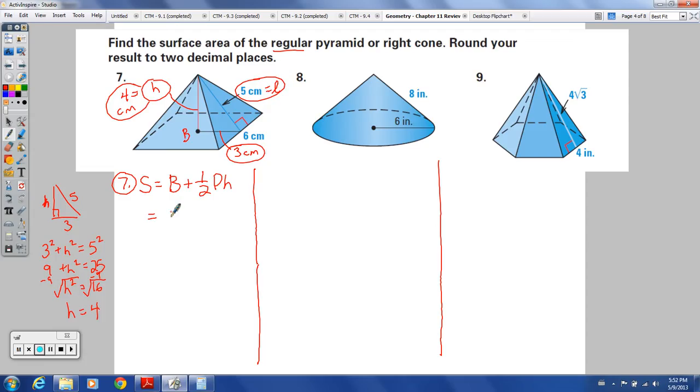So now plugging this stuff in. We've got 6 squared for the base. It's just 6 times 6. It's a square base right here for the pyramid. And then we have 1/2 times the perimeter would be 6 times 4. 6 times 4 all the way around. You would have 24 times the height we just calculated was 4. Simplifying all this, we get 36. Half of 24 is 12. 12 times 4 is 48. Putting those two things together gives you, I was going to write 74, that's 84. So 84.